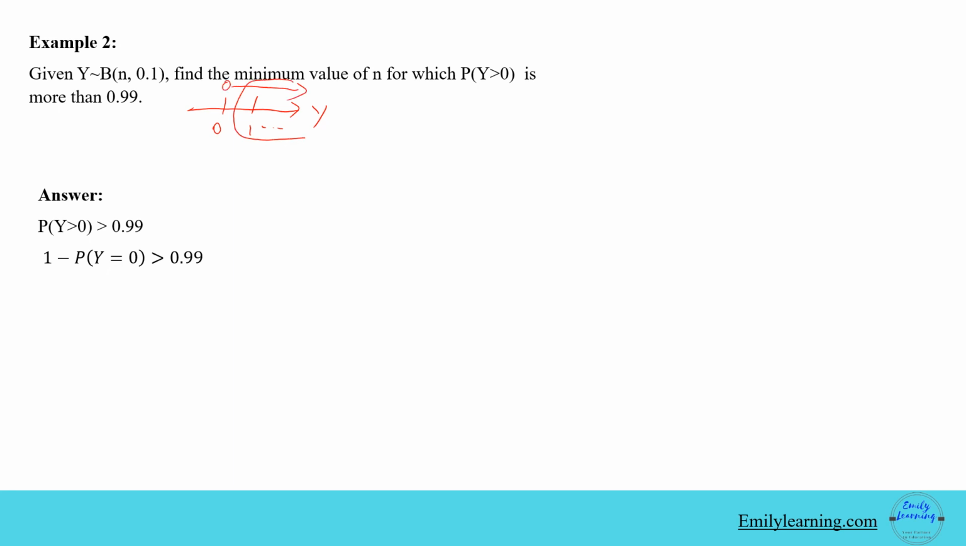So basically, what we are looking at is 1 minus P of Y equals to 0. The only thing we need to exclude is 0. So we will change this P of Y greater than 0, which we cannot use the GC for because it doesn't have greater than, to 1 minus P of Y equals to 0 greater than 0.99. Once we have this, we can use the graphic calculator to find the value of n.